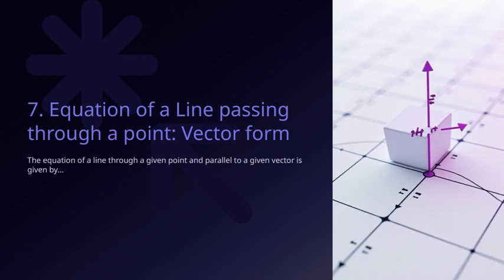The key idea here is that if we know a point through which the line passes and the vector that indicates its direction, we can write the equation in what's called vector form. This form is very powerful because it encapsulates all the information about the line in a compact and elegant way. Remember, the vector form essentially combines the position vector of the point with the direction vector, giving us a complete picture of the line's path.